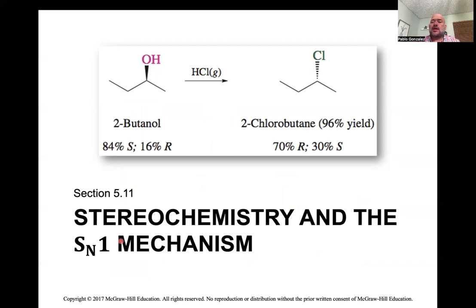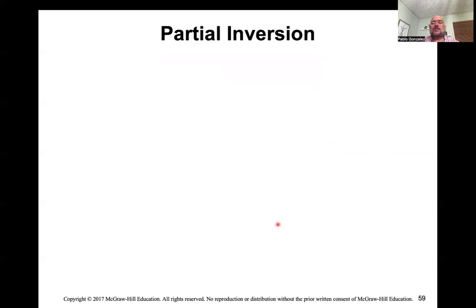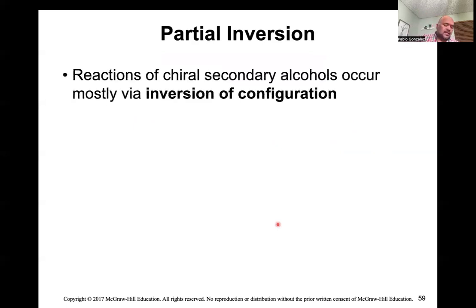Now let's talk about the stereochemistry and the unimolecular nucleophilic substitution mechanism, the SN1 mechanism. In this case, when we have the secondary alcohol, we're going to have something known as inversion of configuration. As we know, we have two types of configuration, R or S. In the inversion of configuration, your reactant is going to be R, but your product is going to be S. It's the inverse. Or if you start with S, your product is going to be R.